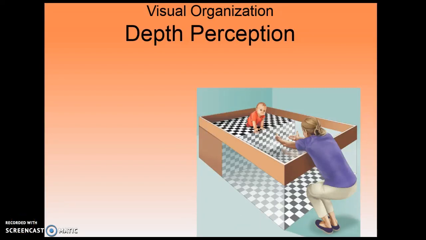Welcome back, guys. Today we're going to finish up our visual organization section in sensation and perception. Here are your ideas before we get started today. How do we use binocular and monocular cues to perceive the world in 3 dimensions and perceive motion?